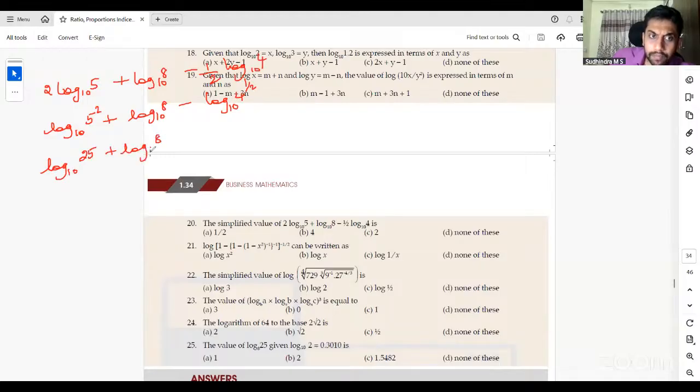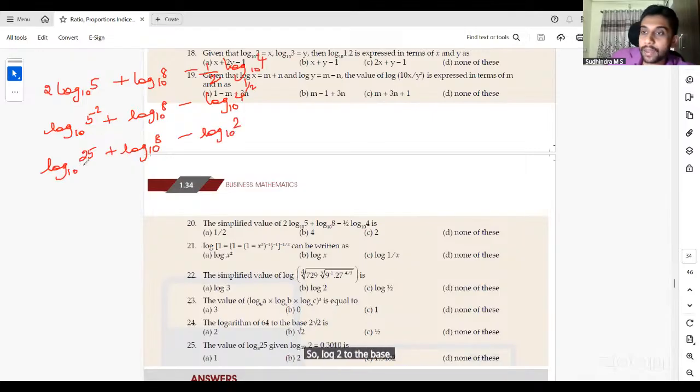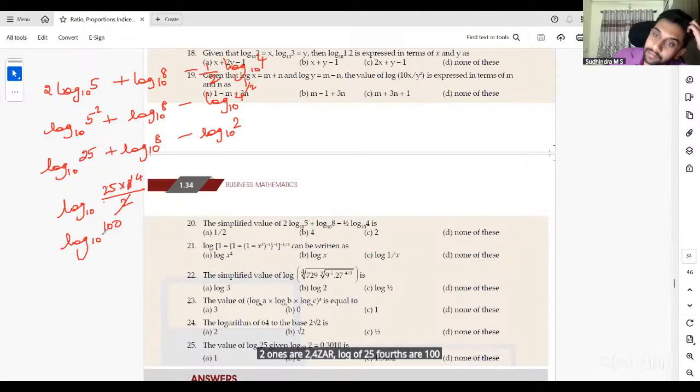25, log 25 to the base 10 plus log 8 to the base 10. What is 4 to the power 1 by 2? Square root of 4, so log 2 to the base 10. Log m plus log n is log of m into n. 25 into 8 divided by 2 to the base 10. 2 ones are 2, 4 twos are 8, so log of 25 fours are 100 to the base 10.